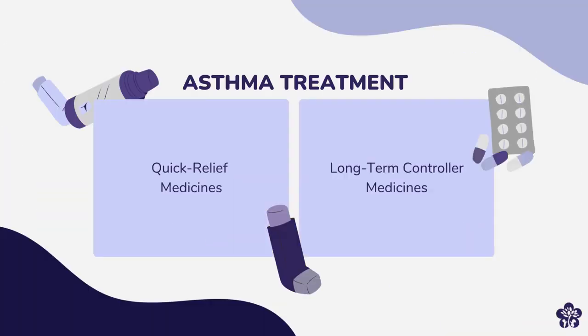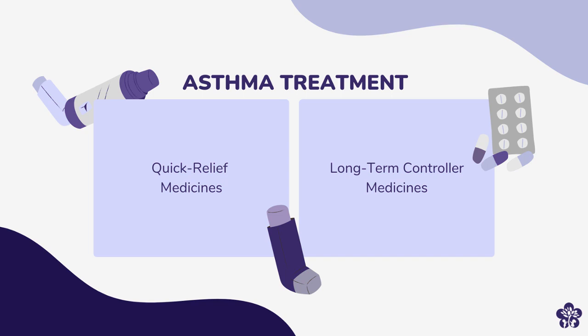There are two types of asthma medicines. There's quick relief medicine, which comes in the form of a metered dose inhaler or nebulizer, and the second type is a long term controller medicine, which comes in the form of a dry powder inhaler, metered dose inhaler, pill, or nebulizer. These medicines have two very different functions. Quick relief medicines help relieve bronchoconstriction during an asthma episode. All students with asthma should have access to quick relief medicine at all times, and it should work within 10 to 15 minutes of use.